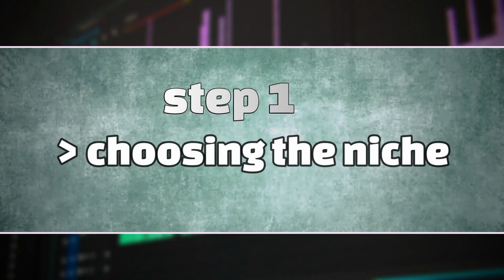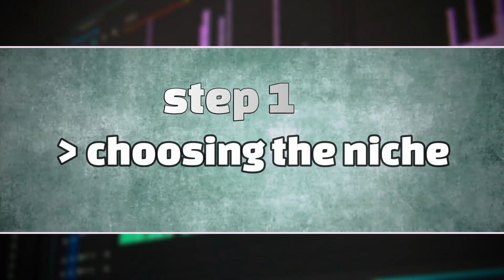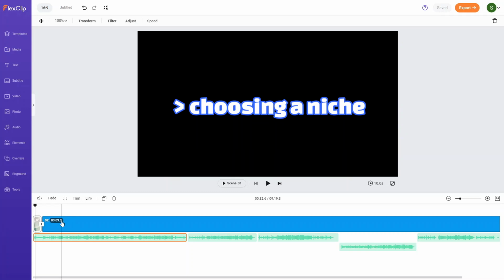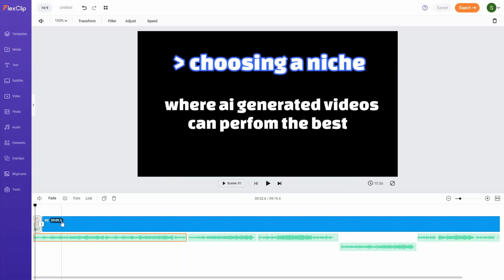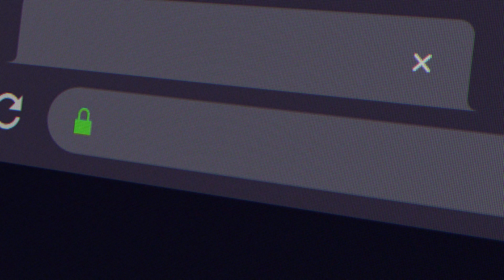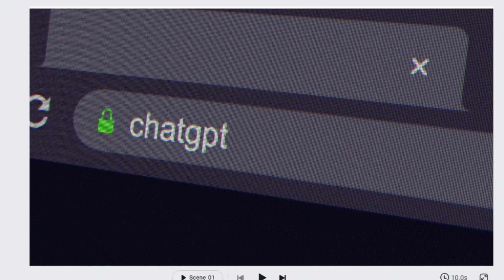Step 1. Choosing the niche. So for our very first step, we're going to check the examples of YouTube niches to which AI-generated videos perform the best. So for that, I will use ChatGPT to do that research for us.